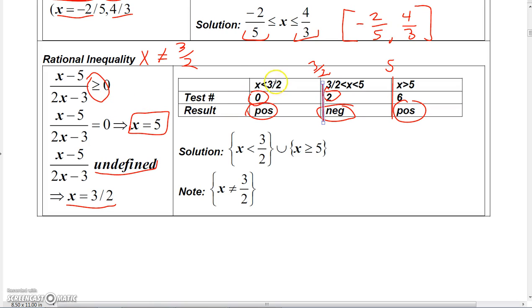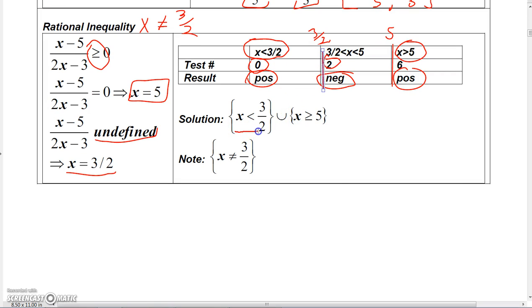Now, let's see what makes it positive. All the numbers less than 3/2 make it positive, and all the numbers greater than 5 make it positive. So I want all of the numbers less than 3/2, but I don't want to include 3/2. Notice I didn't put the equal to there, because 3/2 doesn't make it equal 0, it makes it undefined. And then I also want to include all the numbers greater than or equal to 5, and of course I want to include 5 because 5 makes it equal 0. So this time it's 2 regions, everything less than 3/2 and everything greater than or equal to 5.